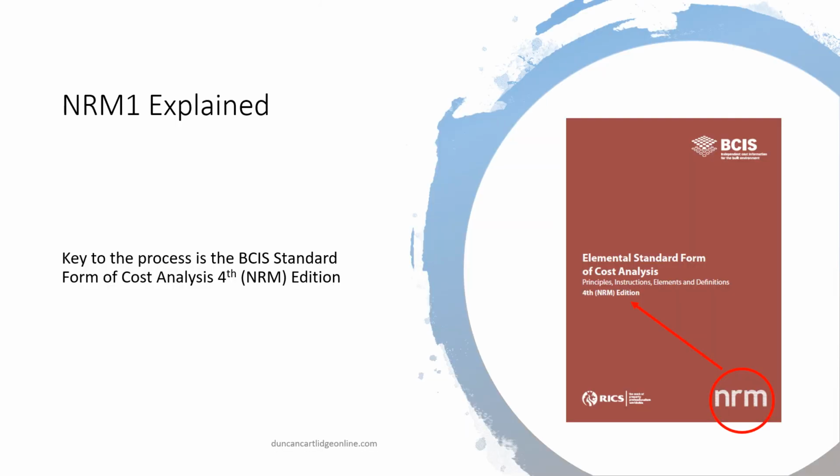A very important document in the estimating and cost planning process is the BCIS Elemental Standard Form of Cost Analysis. As noted on this page, the fourth edition is aligned to NRM1. This document defines the contents of the standard list of elements and what is included in them, and is available as a free download.